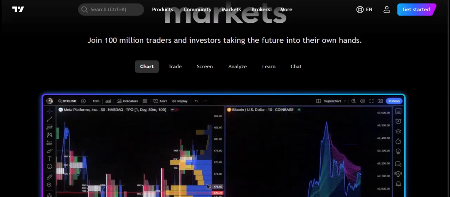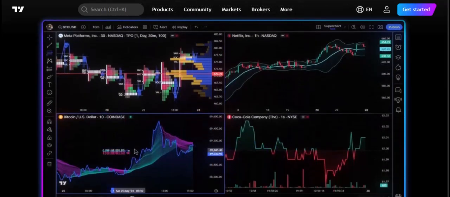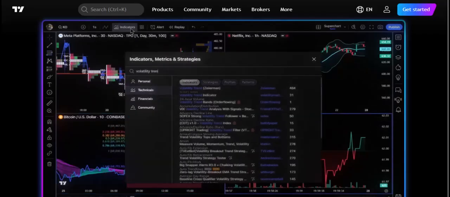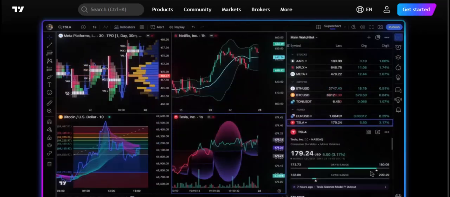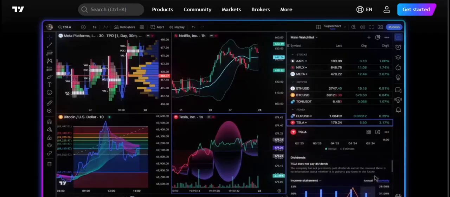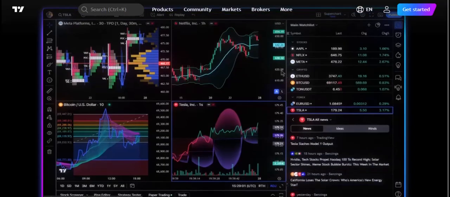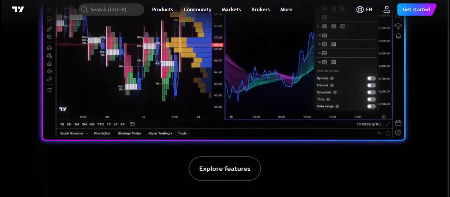You can customize these charts with a plethora of technical indicators, those mathematical formulas that help predict future price movements. Moving averages, RSI, MACD, the gang's all here in the free version. You can draw trend lines, Fibonacci retracements, and other analytical tools to your heart's content, dissecting price action like a seasoned detective. But here's where things get interesting.